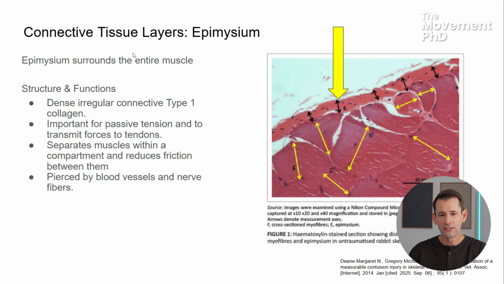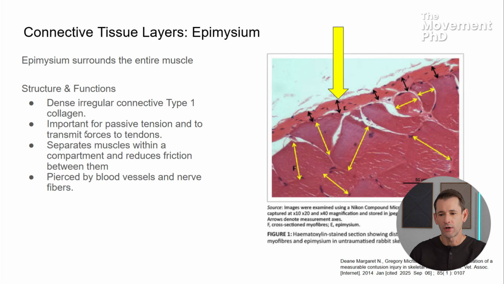Let's now go through each of those different layers and give some additional details. I've also included some cross-sections of the different layers so you can see what they look like in the tissue itself. Starting with epimysium, epi meaning outside, so this is the connective tissue on the outside. It surrounds that entire muscle. It's composed of dense, irregular connective tissue, which is primarily type 1 collagen, and it has a few important functions. It's important for passive tension, so as you stretch a muscle to its more stretched position, this epimysium provides some tension, and that tension helps to support the joints.